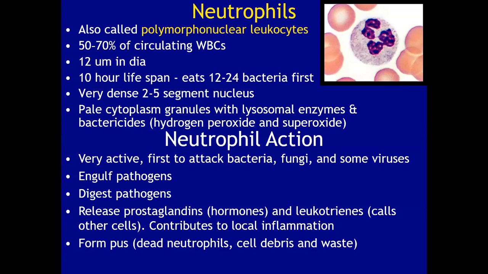They also release hormones, call for other cells, and these are going to help contribute to local inflammation, which means they can release chemicals that can cause redness and swelling in the area. Okay, a lot of times when we find pus, when we're associating it with an infection in this particular area, what we're finding is all the dead neutrophils and the stuff that they have been cleaning up. So we get cellular debris, waste, and the dead neutrophils because they only live about 10 hours. So if we're really fighting a fight there, we can have a buildup of these.